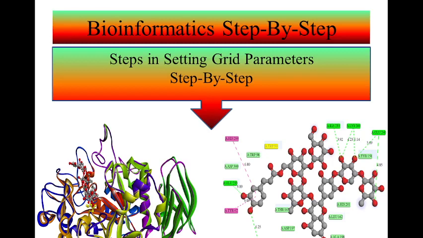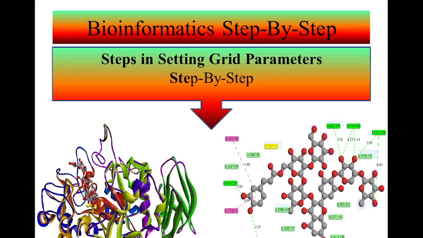In the last three tutorials, you have been familiarized with preliminary treatment of the protein and ligands. In this session, I am going to show you how to set up the grid box and create grid parameter file with extension GPF step by step.